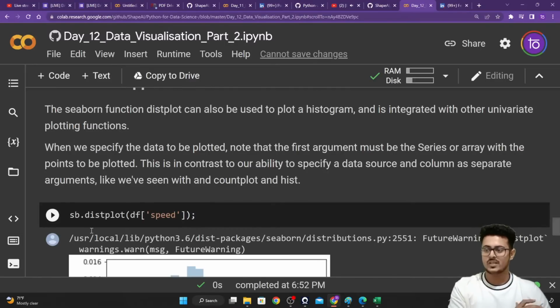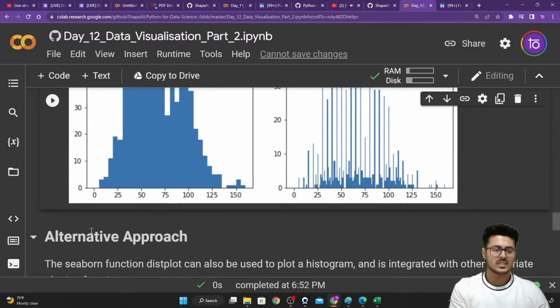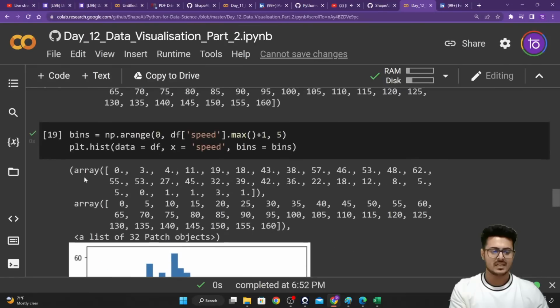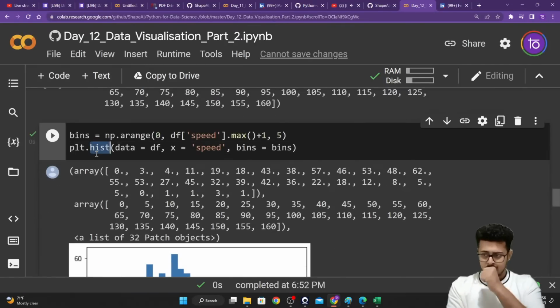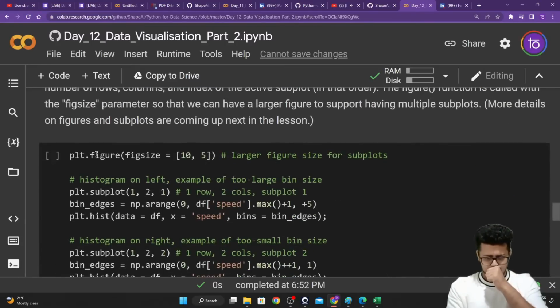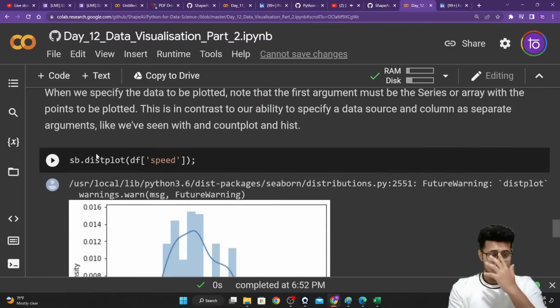Okay, we are going to do histograms using Seaborn itself. Are you guys able to understand this? Please let me know. Up till now we were using plt.hist. That is our matplotlib, guys. Now we are going to use our Seaborn.